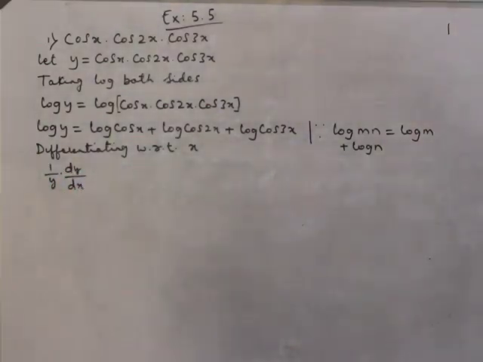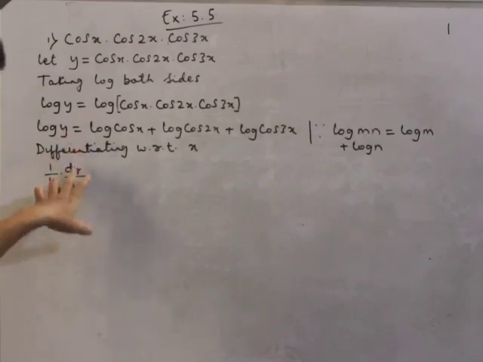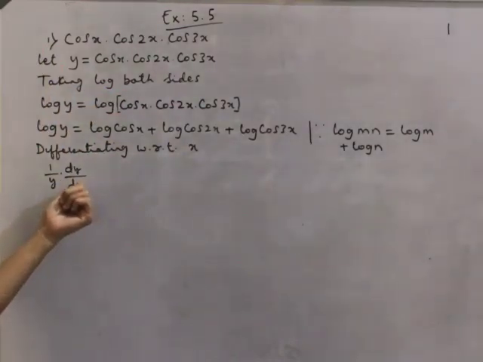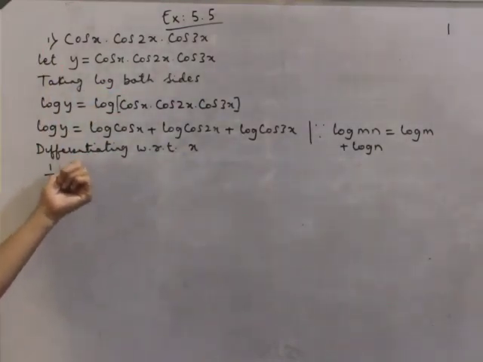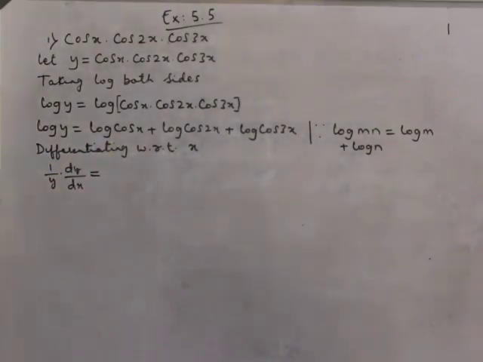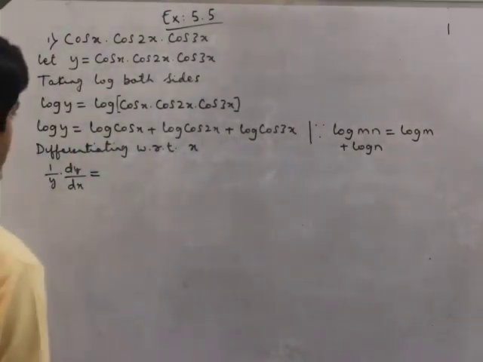So in implicit functions we have already studied why we write differentiation of y as dy by dx. When you differentiate y with respect to x, this is what we write. This implies differentiation of y with respect to x. So this is equal to, now differentiate log cos x. How do we write it?